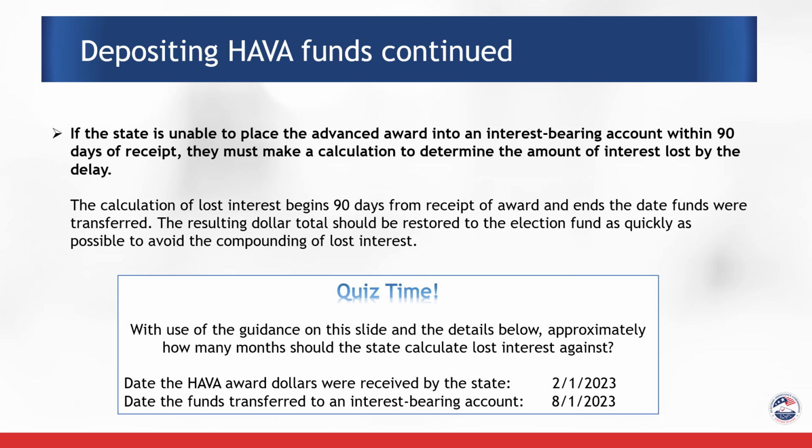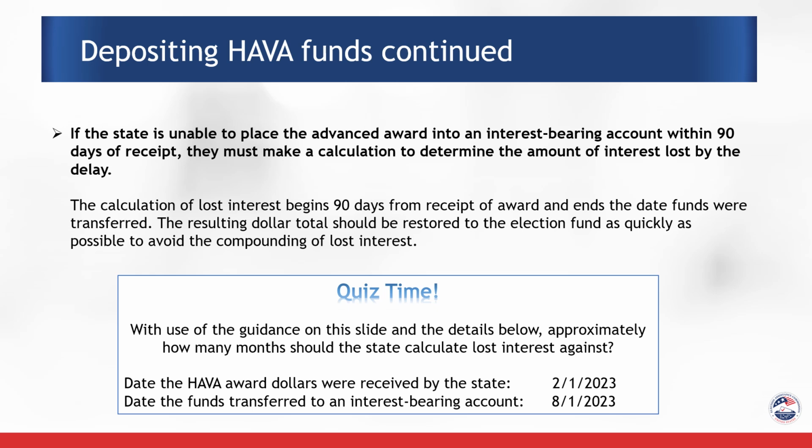That means that from the time of receipt till the time of transfer, you have 90 days, and thereafter, should there not be transfer, you are on the hook for calculating lost interest and restoring it back to the HAVA award. Let's look at this a different way. Let's do a little quiz.